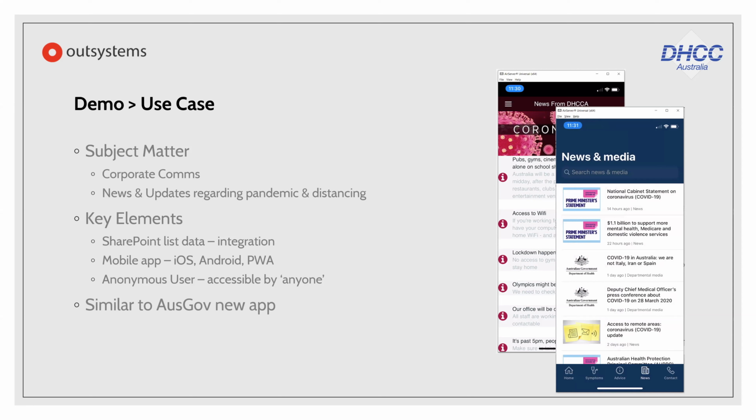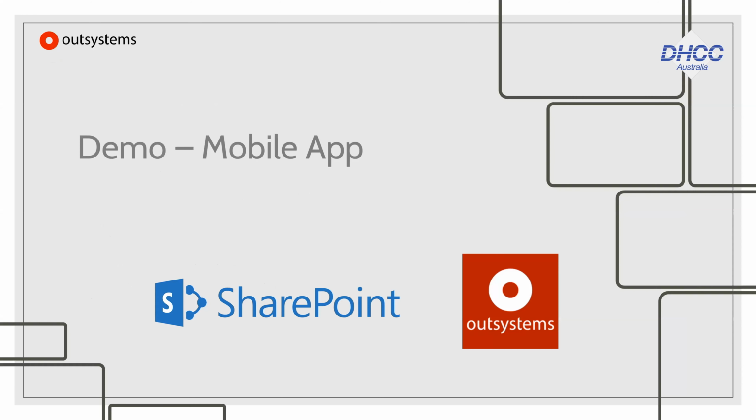There was one from Microsoft as well, a pattern that they'd prepared for using Power Apps and Flow and Microsoft Teams as well. But you're more than welcome to search that out yourself and have a look at that and integrate that into your own environment, and then come and see how easy it is to do in OutSystems. So there we go, SharePoint list data and a mobile app that's going to be anonymous. So let's have a look at that demo. Let's go and do that.